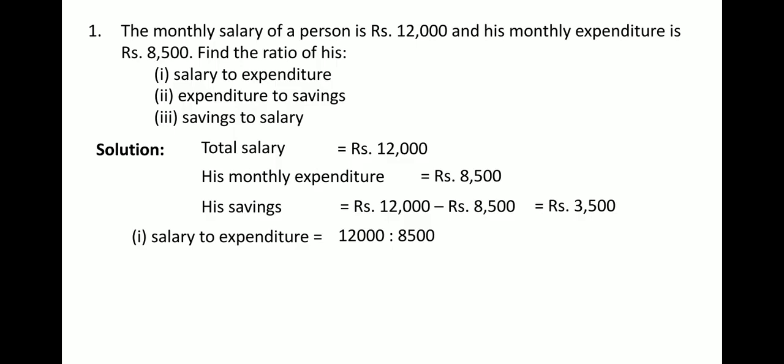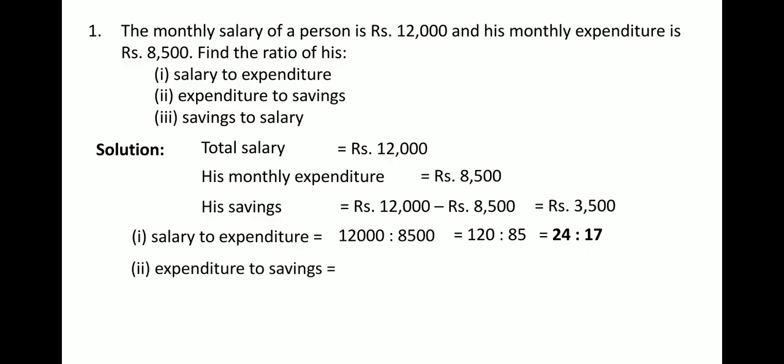When you simplify the ratio, the zeros can be cancelled. So 120 and 85 is formed after cancelling the zeros. Now 120 and 85 both can be divided by 5. So 120 is divided by 5 24 times and 85 is divided by 5 17 times. So the first ratio, salary to expenditure, is 24:17.